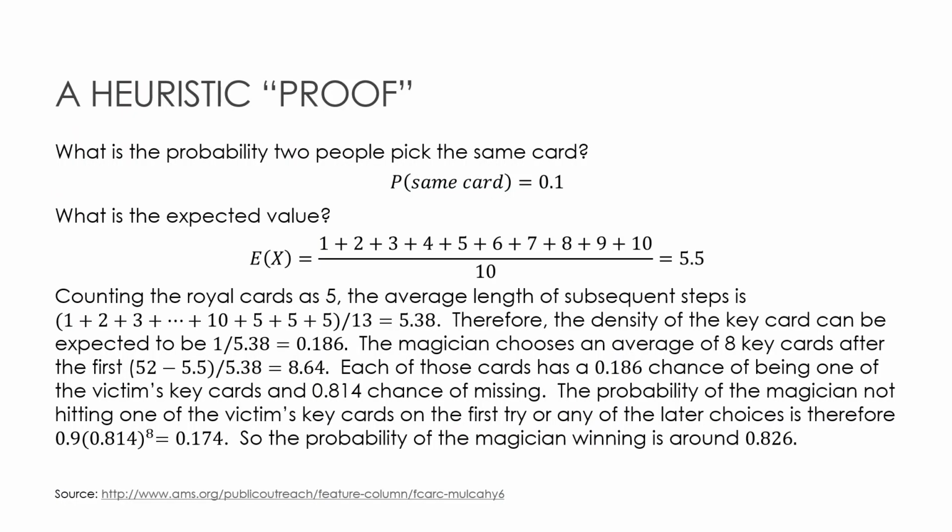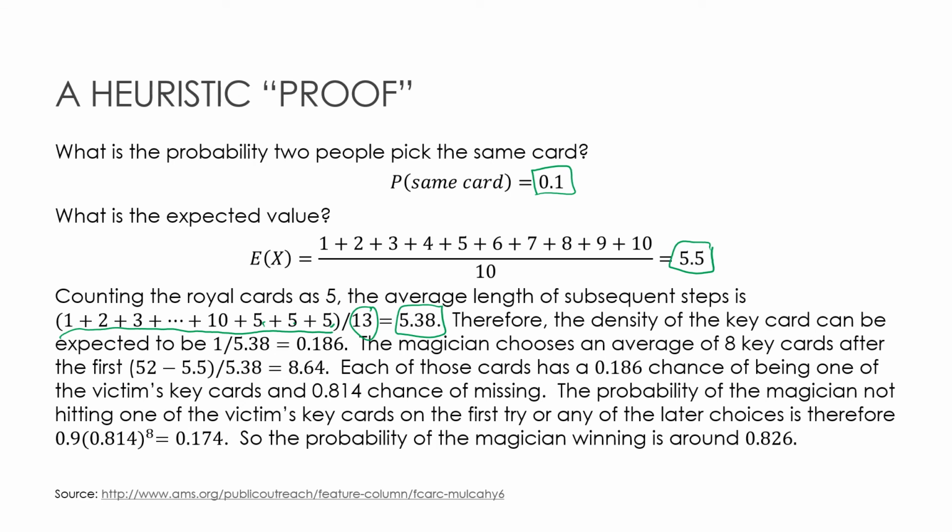Again, in the original question, I asked you to pick a card from 1 to 10, so the probability that 2 people pick the same key card is 1/10 or 0.1. What's the expected value of just that first card? Adding up 1 through 10 and dividing by 10, because it's basically the average, I get 5.5. Now, if we count the royal cards as 5, the average length of each additional step is 1 through 10 plus Jack, Queen, King, the 3 5s, divided by 13 because there are 13 choices, so 5.38.